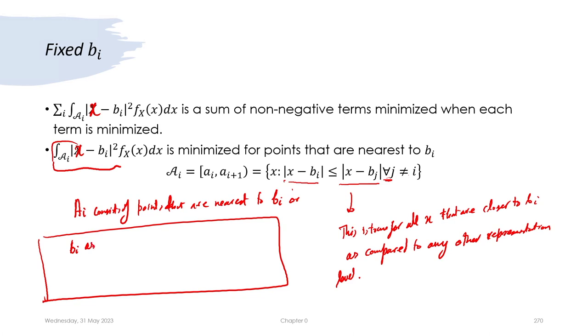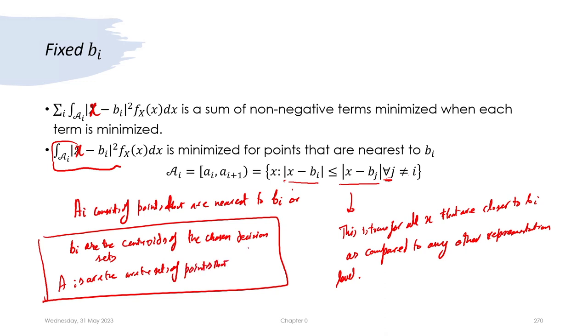So, in short, b_i's are the centroids of chosen decision sets. A_i's are the sets of points that are physically closest to the corresponding reconstruction levels. So this is how we iteratively decide the reconstruction levels and decision regions.